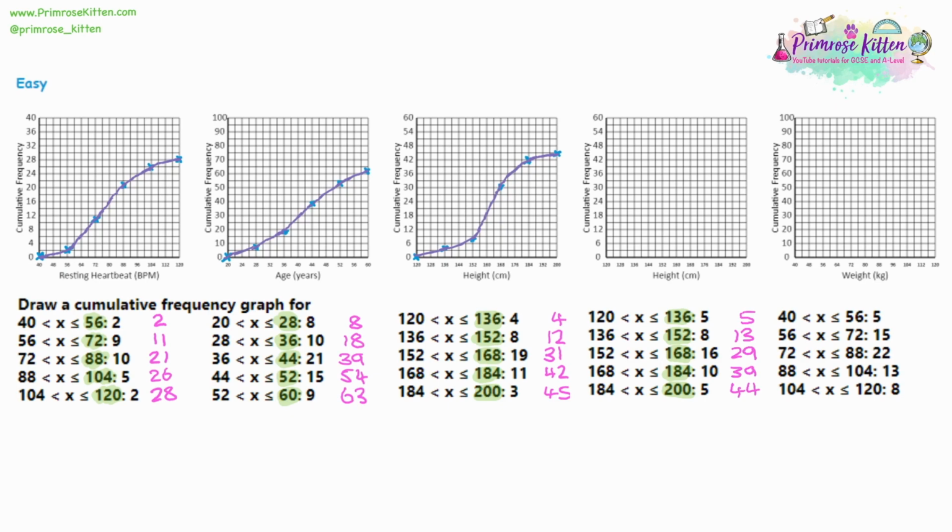At 136, we're plotting 5, so that'll be just before 6. At 152, we're plotting 13, so just after 12. At 168, we are plotting 27, 29 even. We're going to plot 39 at 184, and we're going to plot 44 at 200.